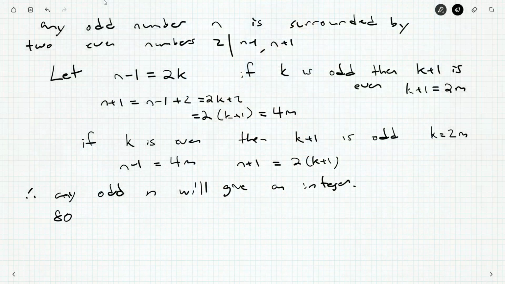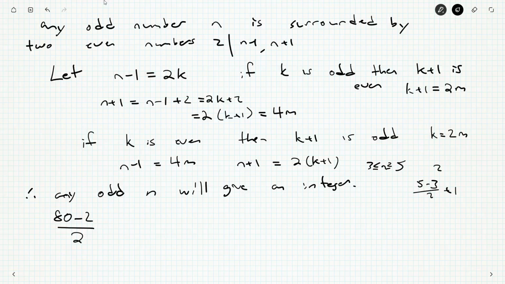So the number of odd numbers is going to be 80 minus 2, and half of them are odd integers, which is 2. And you might say, well, do we need to add 1 or subtract 1? Because if we started with odd numbers, we'd probably have to add 1 in there. So for example, the number of odds between 3 and 5 inclusive is going to be 2, which would not be 5 minus 3 over 2. You'd have to add 1.